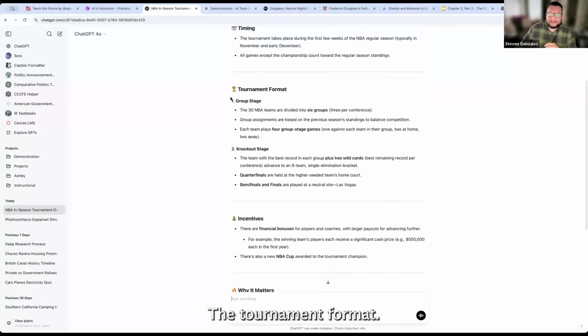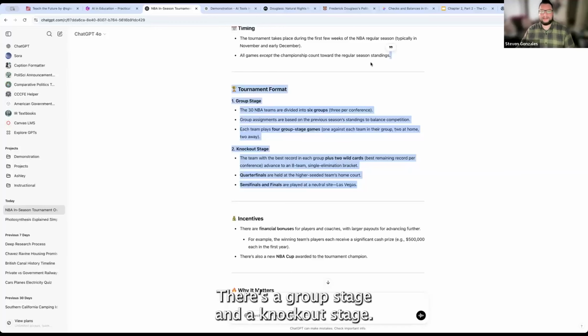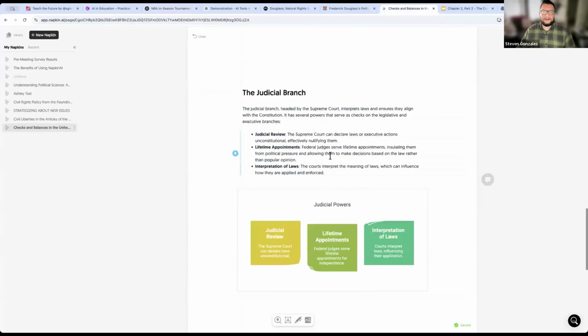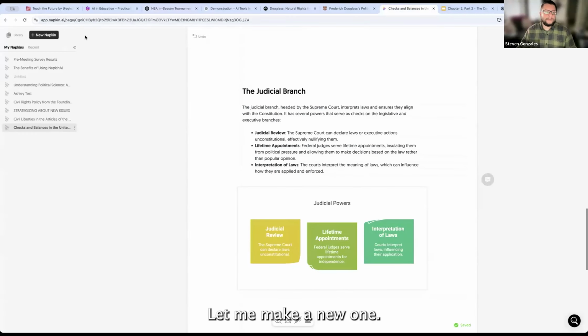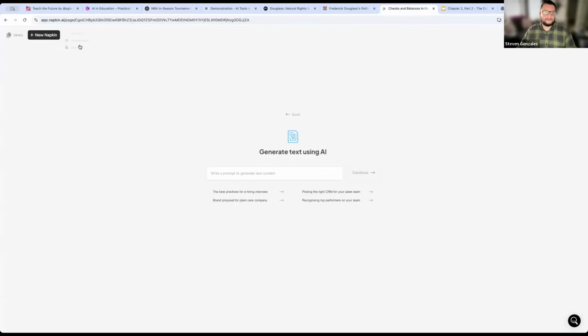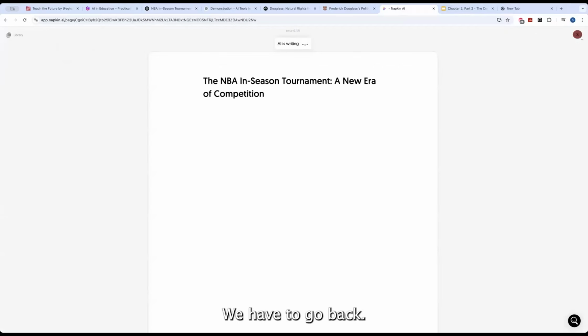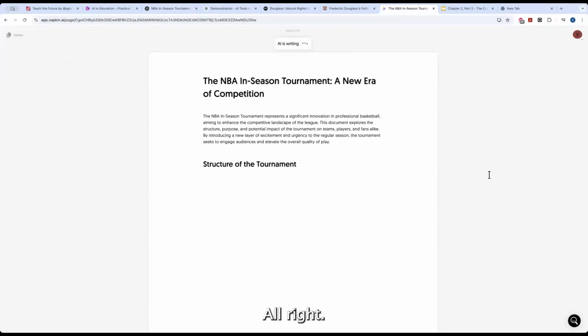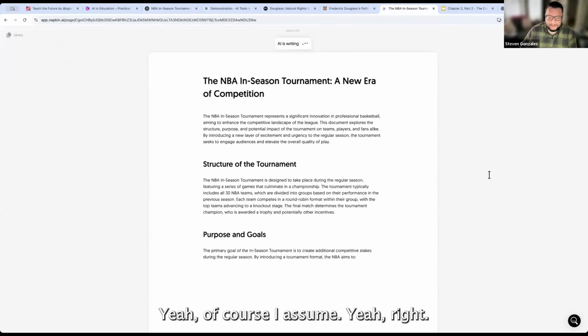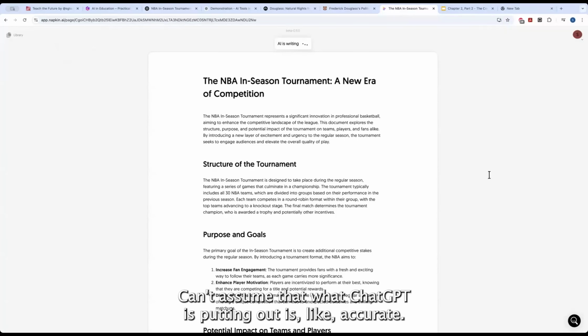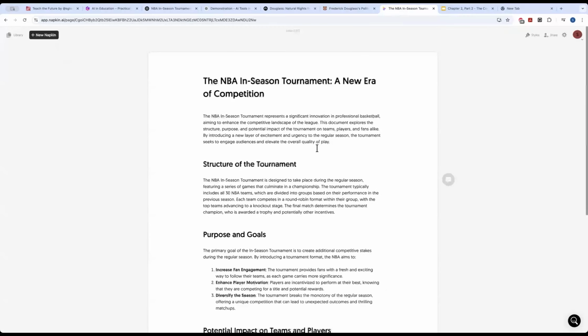But take something like this, the tournament format. This is pretty good. There's a group stage and a knockout stage. Let me make a new one. Oh, discuss. And I like this. I like what Jesse's saying, but wouldn't we have to go back and fact check it all? Of course. You can't assume that what ChatGPT is putting out is accurate.